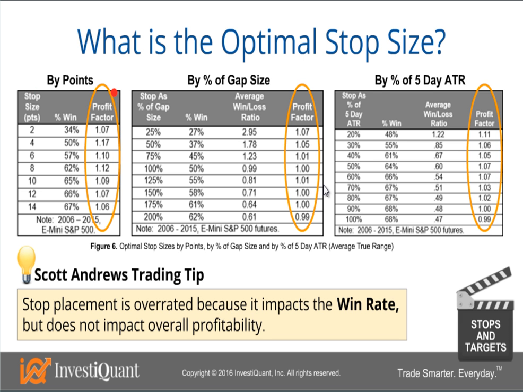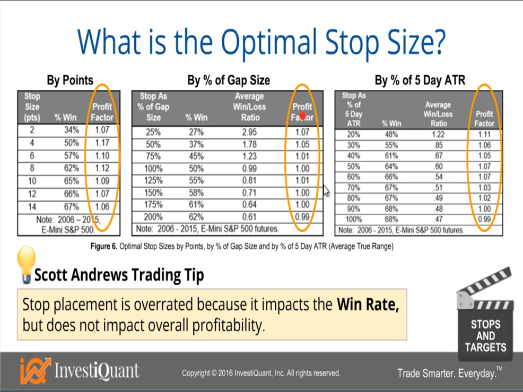What if you use stop as a percentage of gap size? Again, the bigger your stop, the bigger your win rate. And your win-loss ratio is really favorable when you use a tight stop, and not very favorable when you use a big stop. But look at this profit factor. If you're not familiar with profit factor, it's a ratio of historical profits to historical losses. I should have clarified that before. It's just your profits divided by losses. So anything around 1 means it's dead break even. You're not making any money.